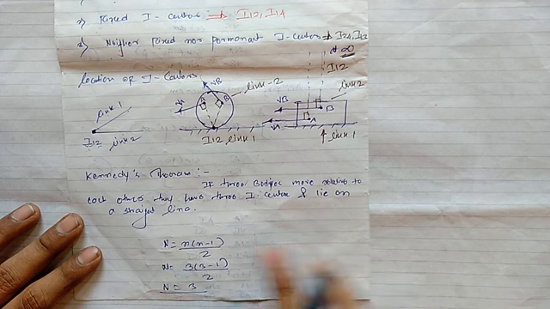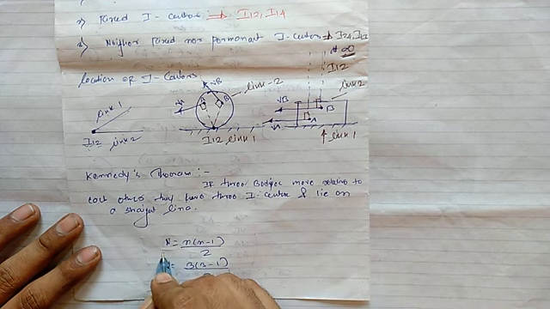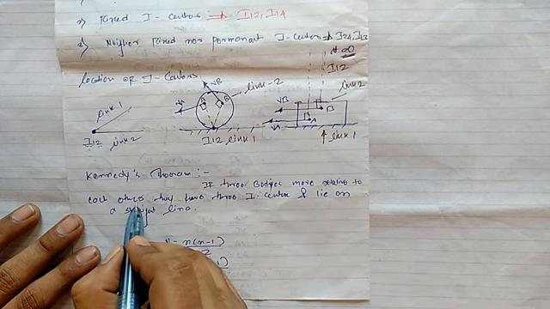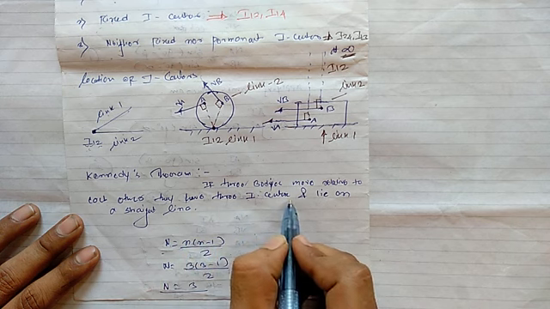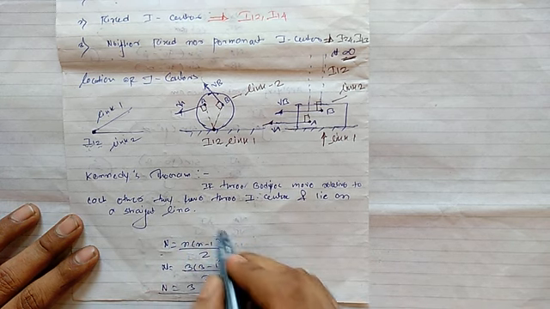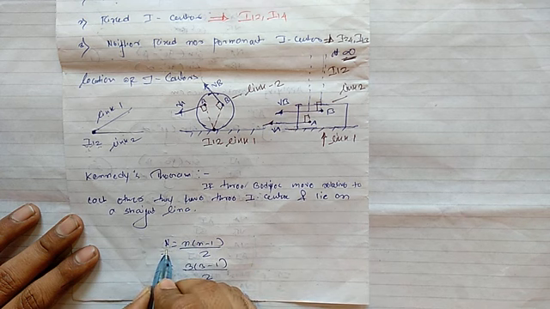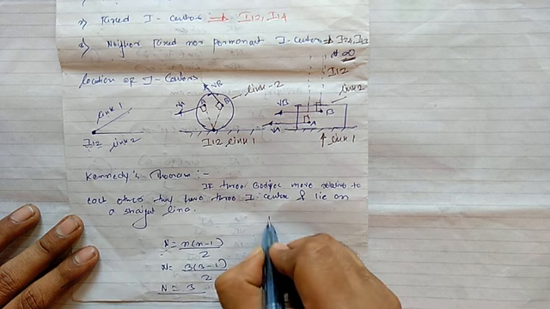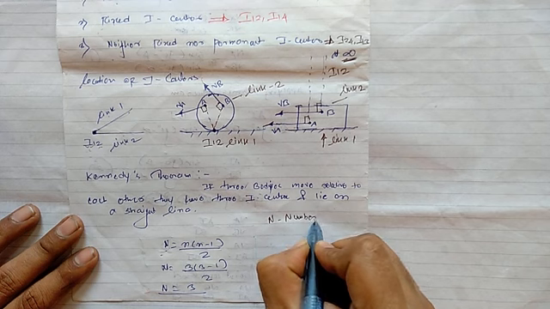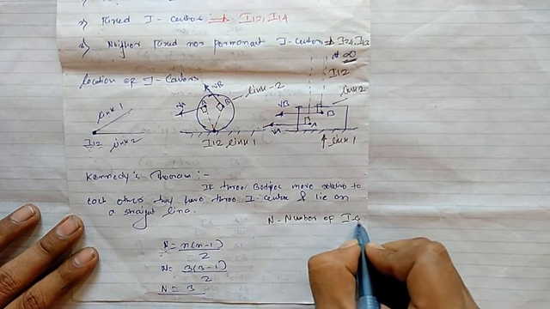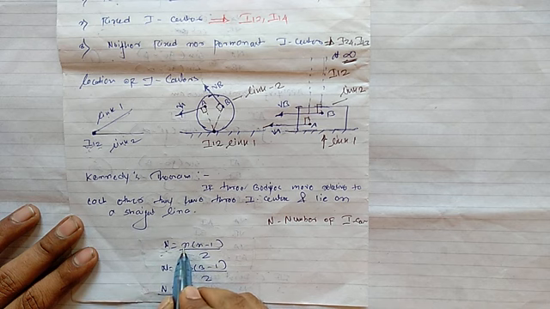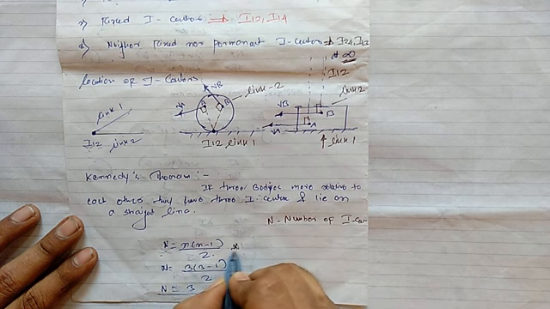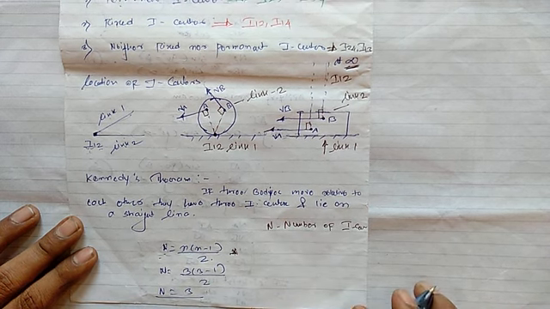So what is Kennedy's theorem? Kennedy's theorem gives a formula to determine the instantaneous centers. If three bodies move relative to each other, then they have three instantaneous centers and they lie on a straight line. According to Kennedy's theorem, we get one relation. What is that relation? N is equal to, capital N, that is the number of instantaneous centers. N equals small n into small n minus 1 divided by 2. This is the basic relation, and it is very important for determining the number of instantaneous centers.